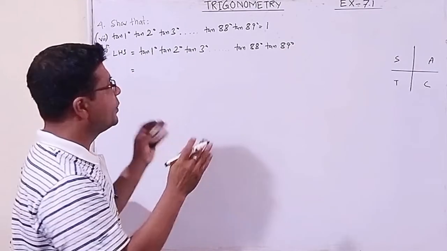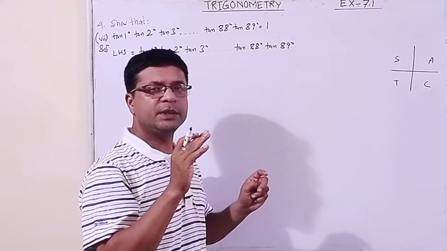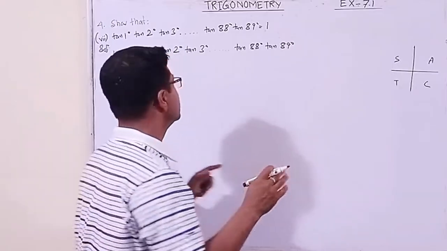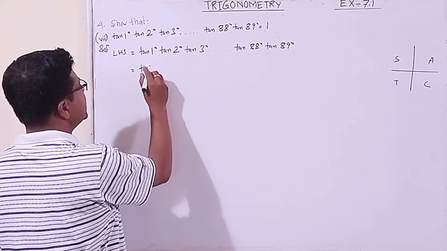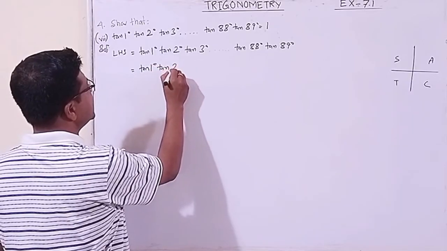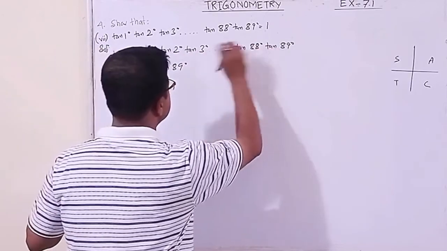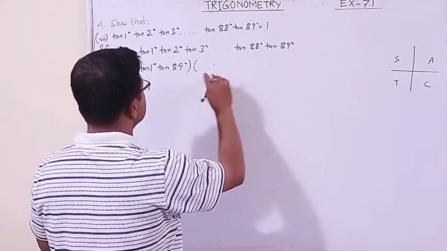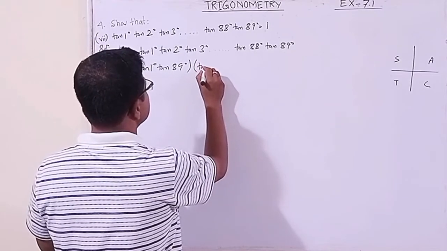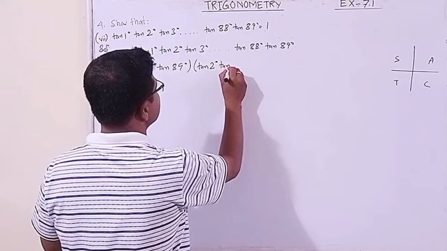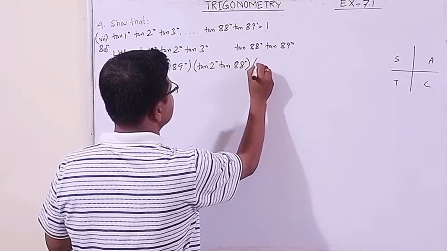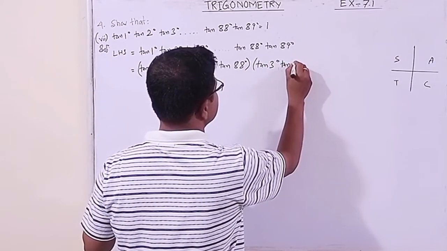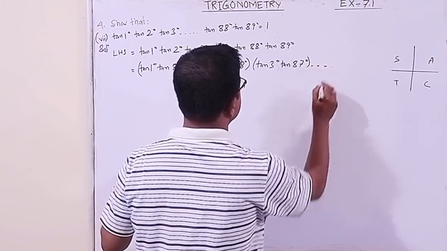Here what concept shall we apply? We shall make pairs of complementary angles. Complementary angle means if the sum of two angles is 90 degree, then they are complementary angles. So can you say what is the complementary angle of 1 degree? It is obviously 89 degree, because 1 plus 89 is 90. This is one pair. Like this we will frame all the pairs. It is not possible to write all, but we will give tan 2 degree with tan 88 degree, then comes tan 3 degree, then tan 87 degree. In this way we shall write.